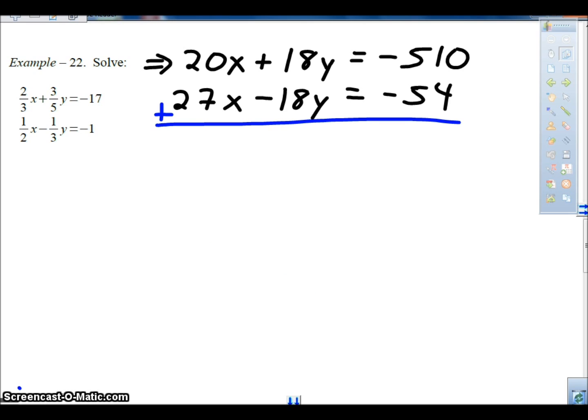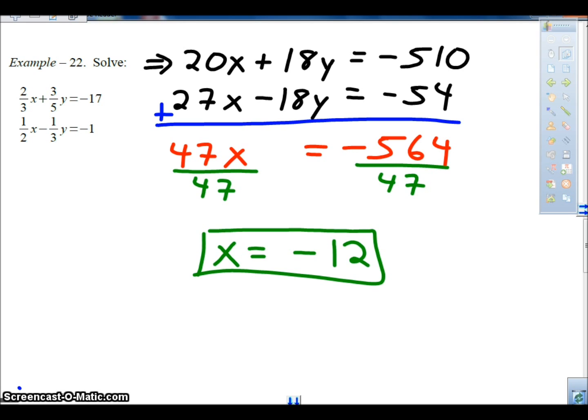So when I add these two equations together, I will get 47x. The y's will cancel out. So on the left-hand side, I just get 47x. On the right-hand side, I will get negative 564. And again, according to the addition principle, these two results have to be equal to each other. So we get 47x equals negative 564. I know this looks really scary, but it actually works out very nicely. We divide both sides by 47, and we find x has to be equal to negative 12.